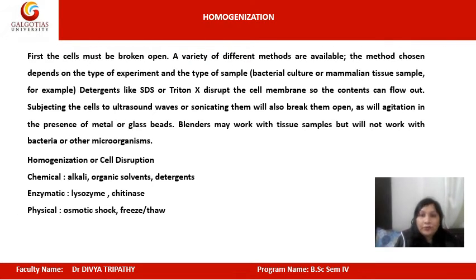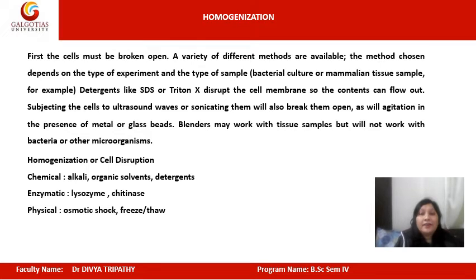Now, as I already told you, the first step of cell fractionation is homogenization. In this step, the cell must be broken open. See, a lot of methods are available for this process. The method chosen actually depends on the type of experiment and the type of sample cell that we are going to study. For example, in case of bacterial culture or mammalian tissue sample, we generally use detergents like SDS or Triton X. SDS is sodium dodecyl sulfate and Triton X is a non-ionic type of surfactant.